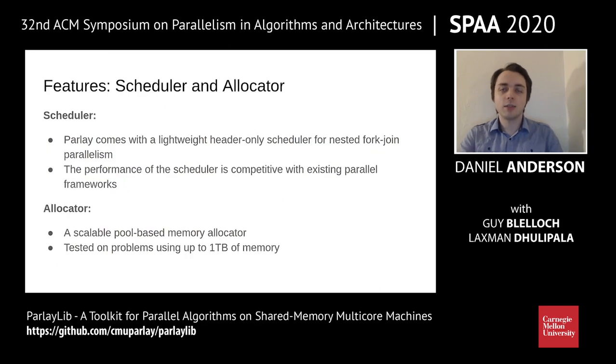We also have a parallel scheduler and memory allocator. So the scheduler, again, is lightweight, header only, very easy to use. It supports nested fork-join parallelism and parallel for loops, everything you'd want from your favorite parallel support library. And its performance is competitive with existing libraries like the ones we mentioned before. And we also have a pool-based memory allocator, which has been shown to scale really well. It works on programs that use up to 1 terabyte of memory, and it integrates nicely with other memory allocators like Facebook's jemalloc and Google's tcmalloc. It complements them nicely.